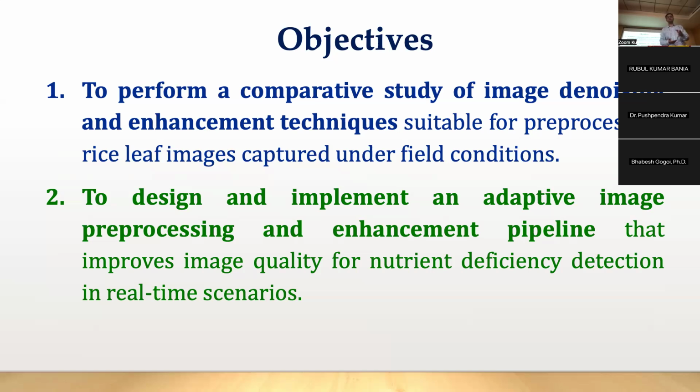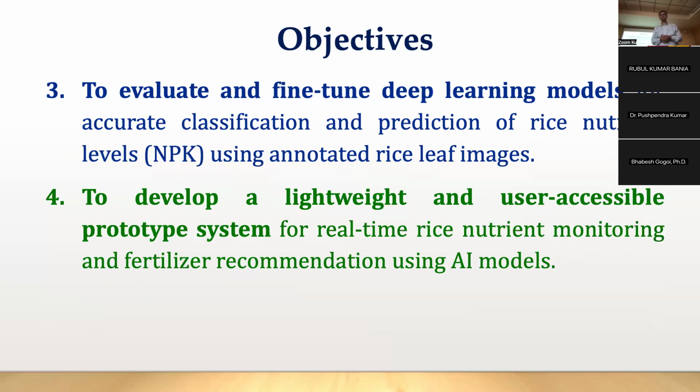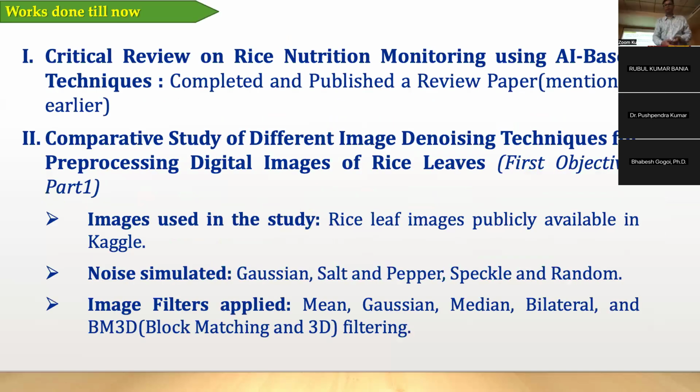And the next one is to evaluate and fine-tune deep learning models. We'll already develop models, test them, and check whether they are able to accurately classify or predict the rice nutrition levels. For instance, we will take nitrogen, phosphorus, and potassium. For these three components, we will check the models. Then finally, we develop a lightweight and user-accessible prototype system for real-time rice nutrient monitoring and fertilizer recommendation using AI models.